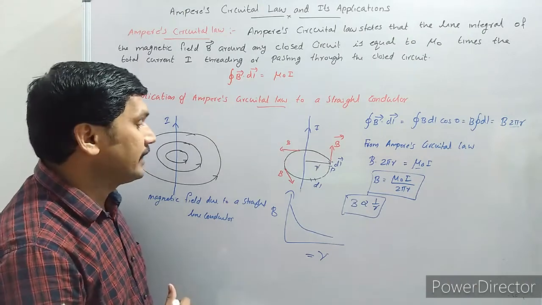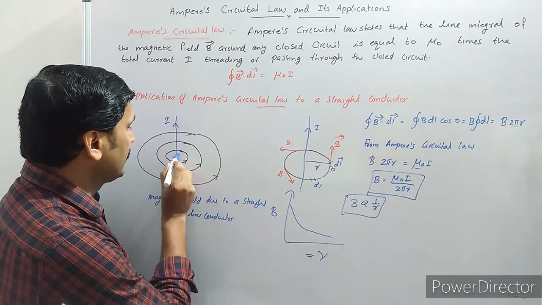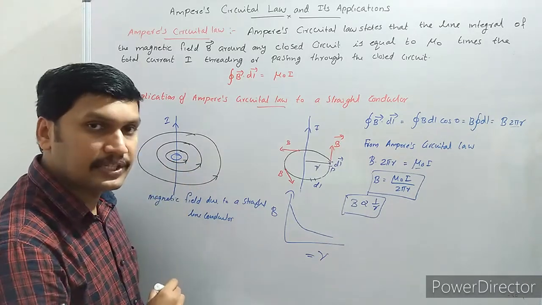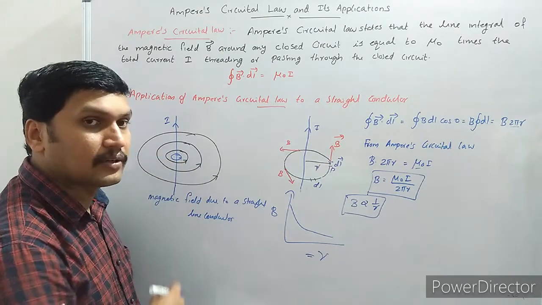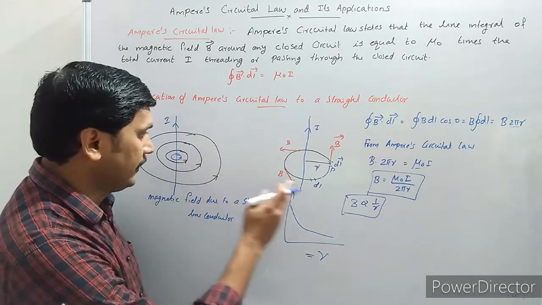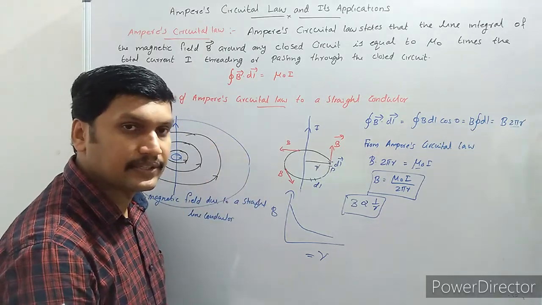By drawing the magnetic field lines also, we can show that. You can see that here we can draw the magnetic field lines very close to each other. Very near to the conductor, the magnetic field lines are very close to each other. When you are moving away from the conductor, the separation between the magnetic field lines also increases.